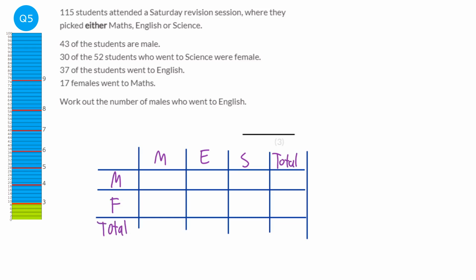So looking at the information we have, it says there are 43 students who are male. So altogether the total male is 43.